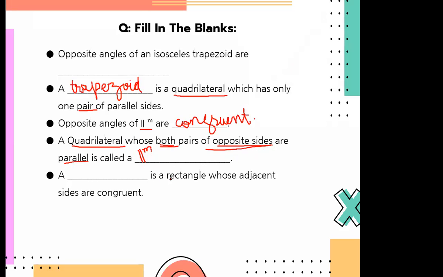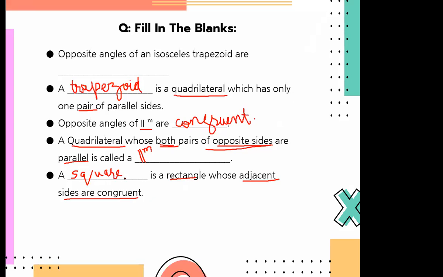A dash is a rectangle whose adjacent sides are congruent. If we are talking about a rectangle, and all the adjacent sides of that rectangle are congruent, so what will it be, rhombus or square? Yes, very good, Varda, your answer is right. Rhombus is not the answer, because we are talking about the rectangle. So the answer will be square. Understand?